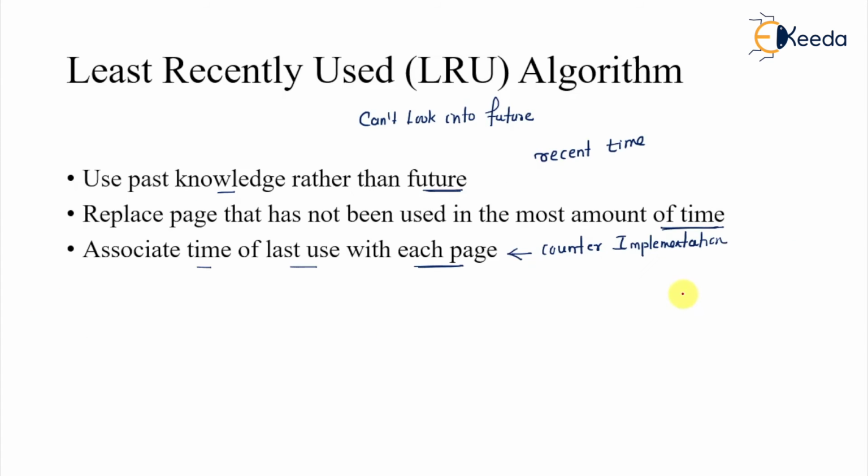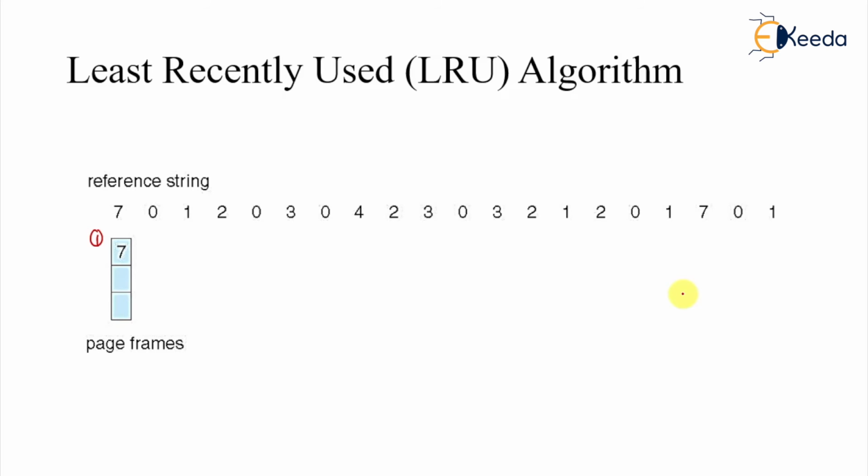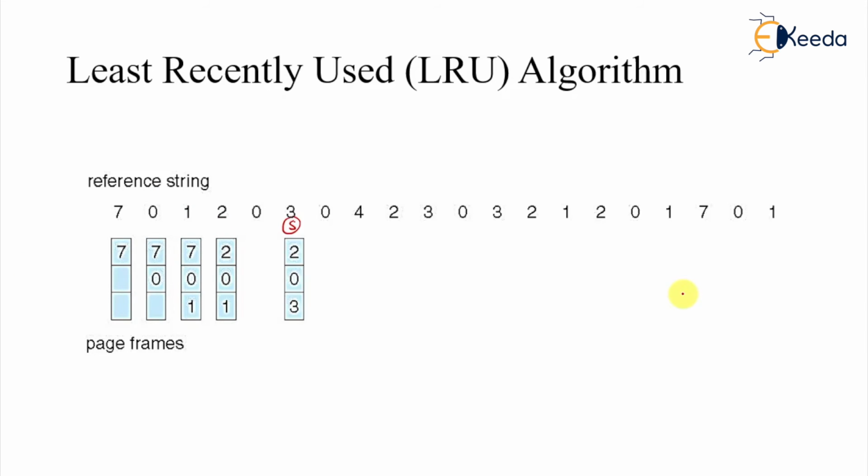So this is the idea: 7 is a page fault, 0 is a page fault, 1 is a page fault. When 2 comes, 7 will be gone, and that is your fourth page fault. 0 is a hit, 3 is a miss, and it replaces 1, since 0 and 2 are most recently used. 0 is a hit. When 4 comes, 0 and 3 are most recent, so 2 will be gone. When 2 comes, 4 and 0 are most recent, so 3 will be gone. And when 3 comes, with 2 and 4 recent, 0 will be gone.